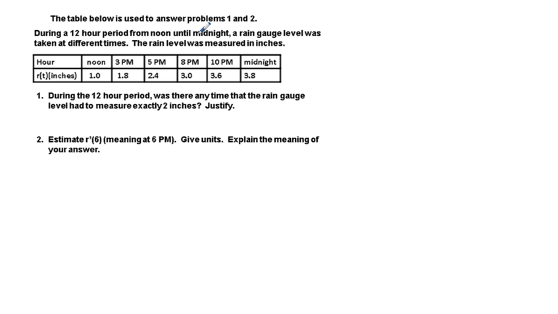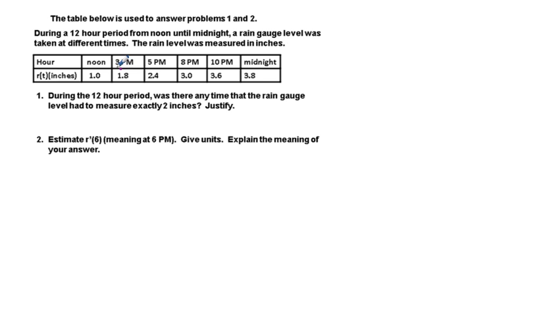The table below is used to answer problems 1 and 2. During a 12-hour period from noon until midnight, a rain gauge level was taken at different times. The rain level was measured in inches, and here you have this table. Question 1. During the 12-hour period, was there any time that the rain gauge level had to measure exactly 2 inches? Justify.